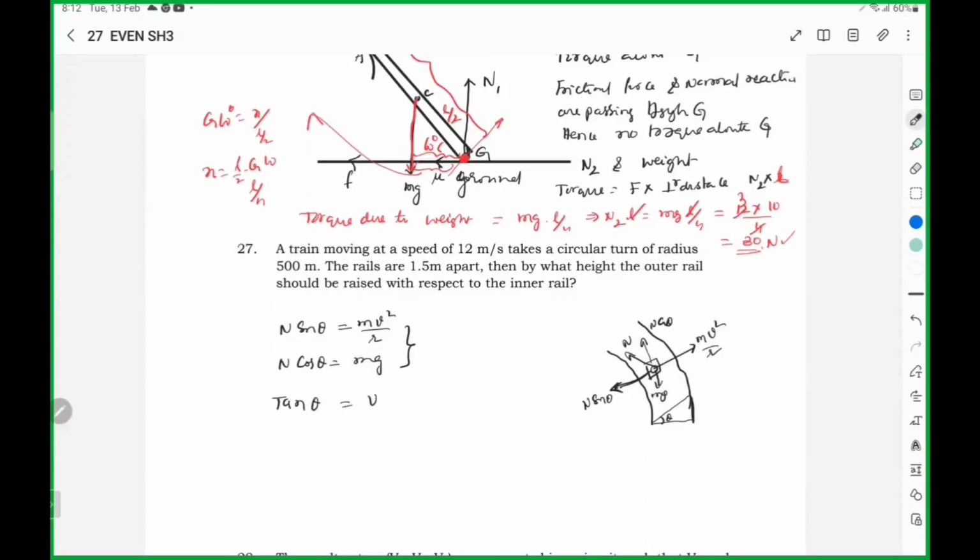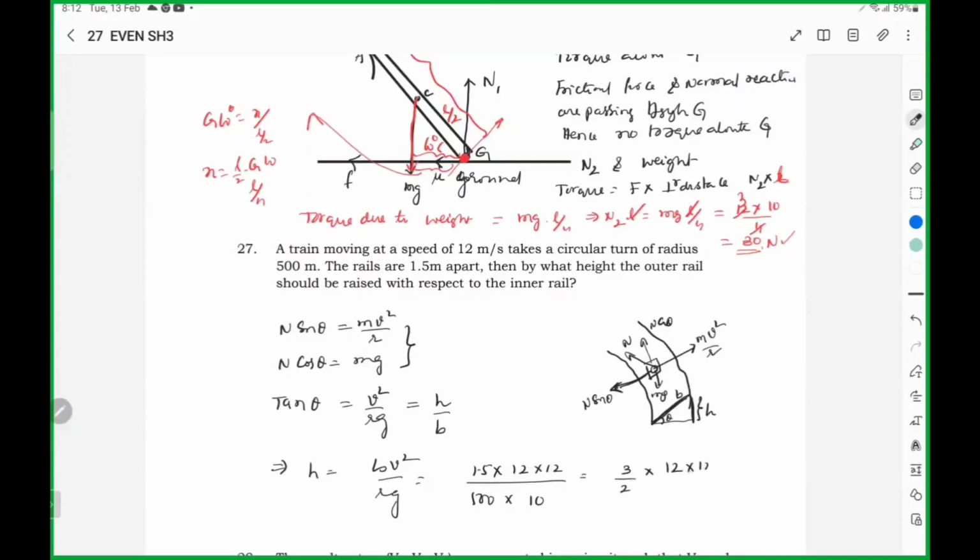From this, tan theta is v square by rg, which is the height that has to be raised over the distance between the rails. Let us say the distance is b. So h will be b v square by r g. Here b is 1.5, velocity is 12 square, radius is 500, g is 10. So 1.5 is 3 by 2.